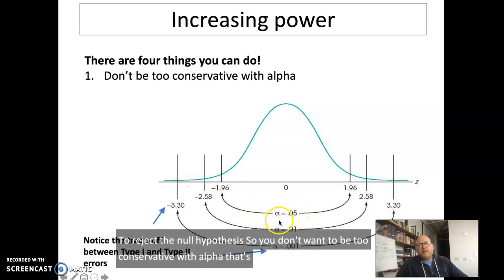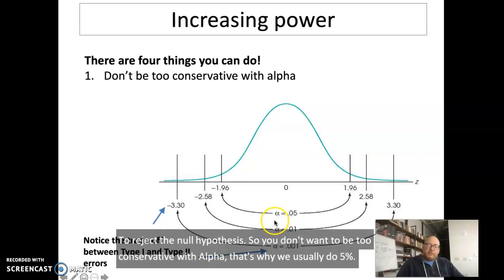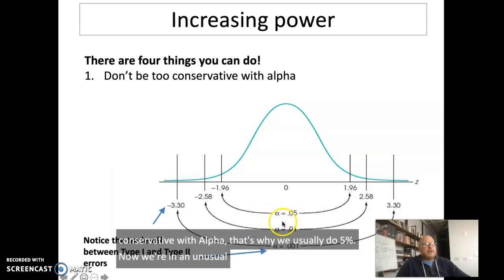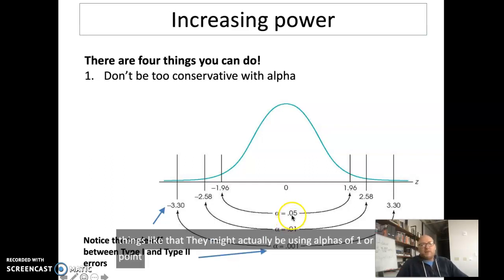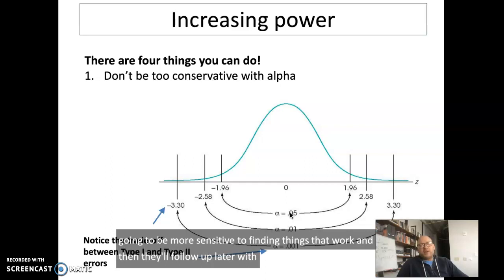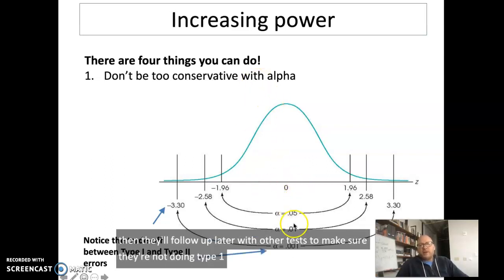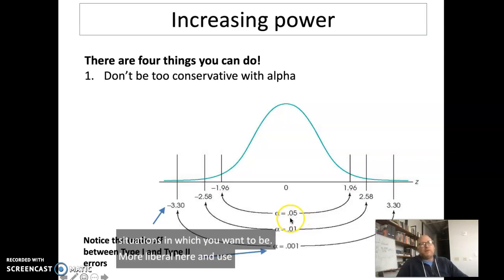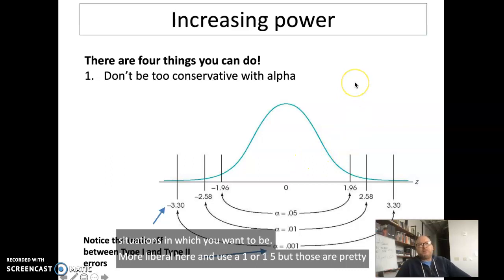That's why we usually do 5%. Now, we're in an unusual era. COVID-19, the people who are working on things like treatments and things like that, they might actually be using alphas of 0.1 or 0.15 because we're desperate to find something fast. So they're going to be more sensitive to finding things that work. And then they'll follow up later with other tests to make sure they're not making type 1 errors. So there are situations in which you want to be more liberal here and use a 0.1 or a 0.15. But those are pretty unusual circumstances.